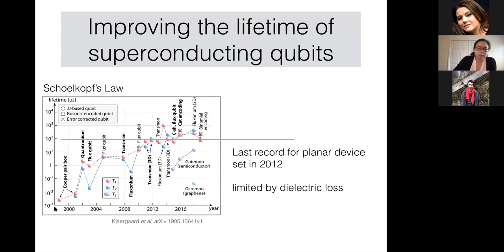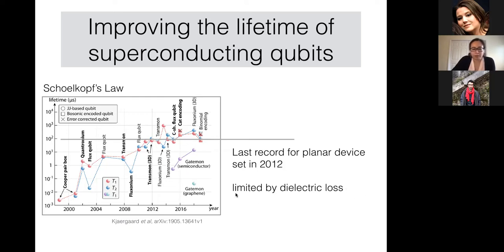In particular, if you just look at the coherence time or lifetime of superconducting qubits over time, so this is like a Moore's law plot, there was really an impressive trajectory of systematic improvements, mostly through device design, to try to avoid sources of noise and loss. But then around 8 or 9 years ago, there was a stagnation, where the last record for the lifetime of a planar transmon was set in 2012. So these have all been pinned to around 100 microseconds since then.